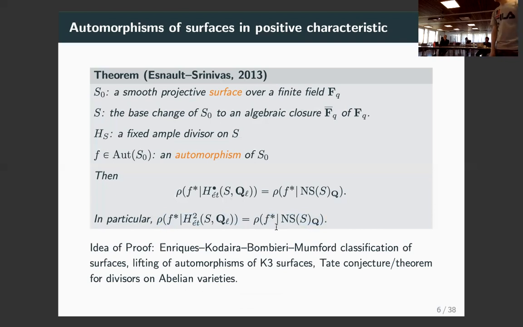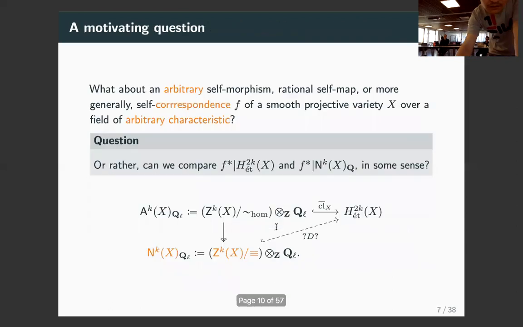Okay, so the idea of their proof: they use the classification of surfaces in arbitrary characteristic. They also need to use a certain lifting argument for K3 surfaces and for abelian surfaces. They also need to use Tate's conjecture, or Tate's theorem, for divisors.